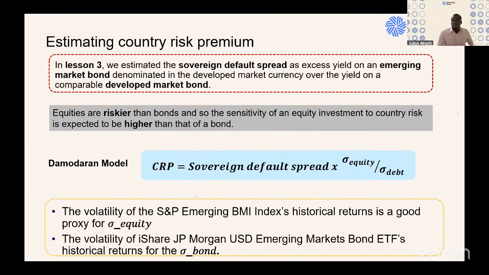Now, I think this should be the last slide, or maybe second to last slide. So how then do we incorporate this? You recall from lesson 3, we estimated a sovereign default spread as the excess yield on an emerging market bond denominated in a developed market currency over the yield on a comparable developed market bond. I told you if the country has a euro bond, that's what we do. But if the country doesn't have a euro bond, then we can use the CDS spread, the credit default swap spread, or another way we can handle. Those are the 2 ways I said we can estimate the sovereign default spread. I think I introduced a third way of calculating that. I don't know why I've forgotten the third approach, but I introduced something else like that.